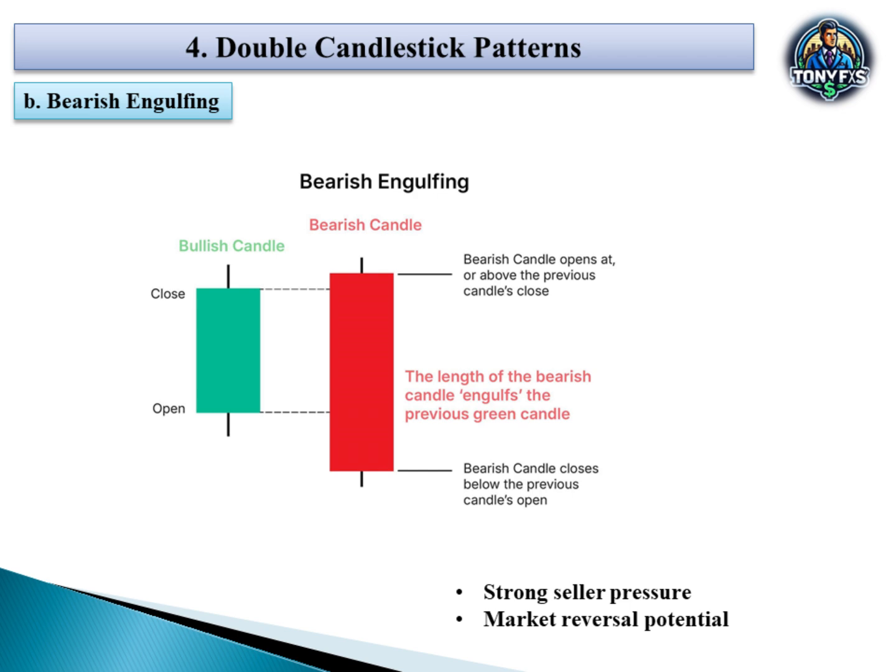So how does this occur? This is the opposite of the bullish engulfing pattern. It forms when a small bullish candle appears first, then a large bearish candle completely engulfs it. What does this tell us? This tells us that sellers are stepping into the market aggressively.